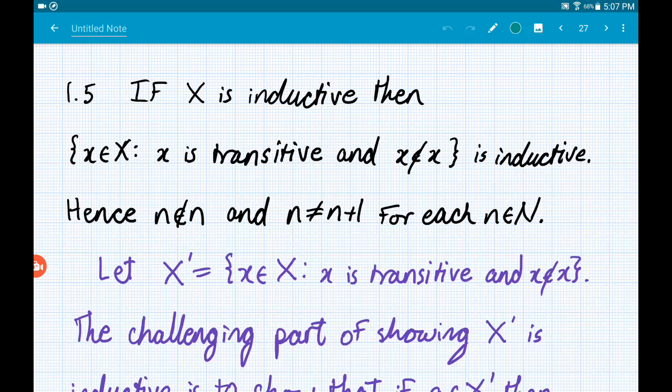Okay, next exercise. If x is inductive, then this set of all x in x such that x is transitive and not an element of itself is also inductive. From this we infer various things about big N and its elements. Again, I call x prime this thing I'm trying to show is inductive.